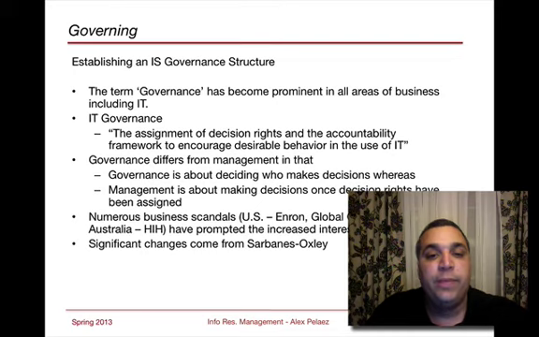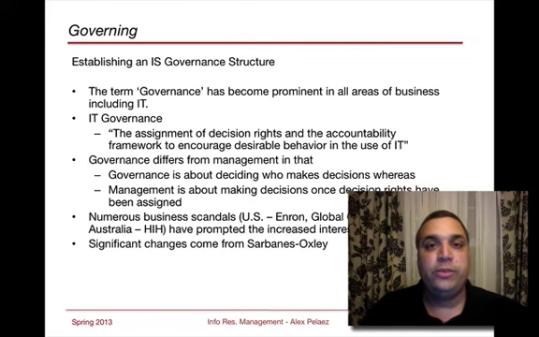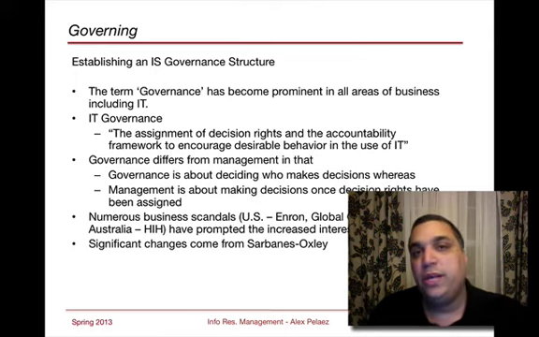Numerous business scandals have prompted increased interest in this area, from Enron to Global Crossing and HIH in Australia. What we find is that the governance structure is required. Things like ITIL and COBIT, and you'll hear these terms a little bit later, are frameworks that are designed to have repeatability, accountability, and transparency within technology. And significant changes came from Sarbanes-Oxley.